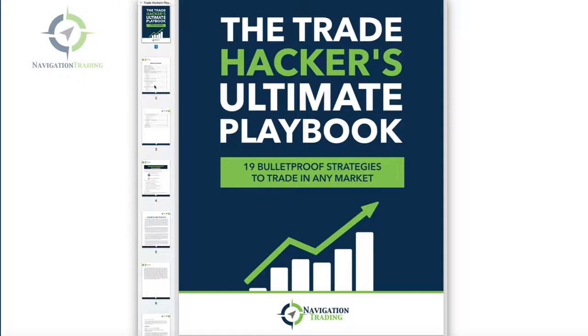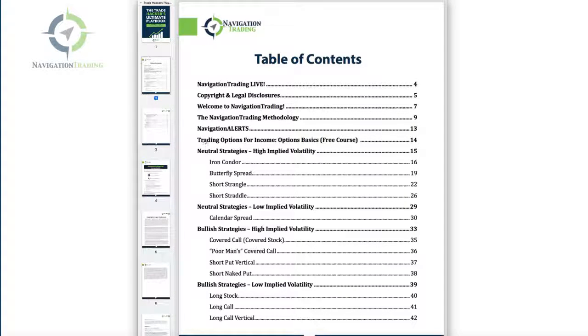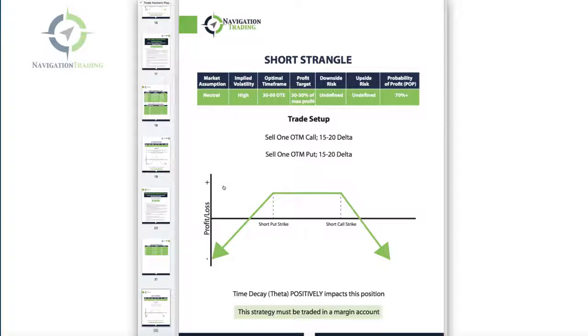So let's get started. I'm going to jump over to the table of contents and just click on one of the core strategies. I want to start with short strangle. A short strangle is a neutral trade, so you don't care if the stock goes up or down or sideways. You just want it to stay in a specific range based on when you enter the trade.